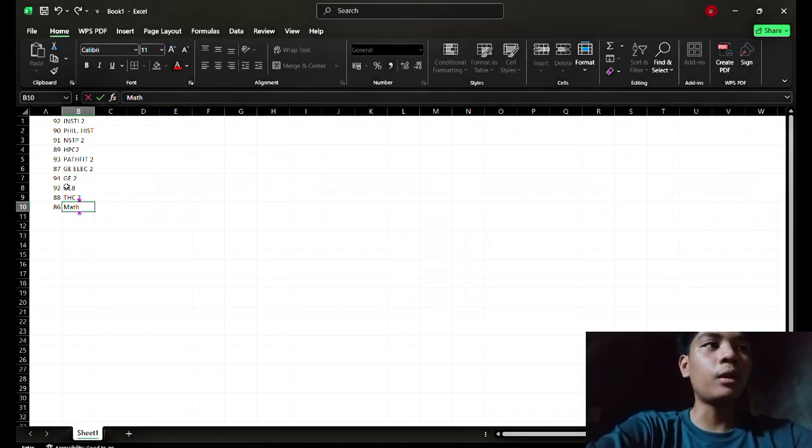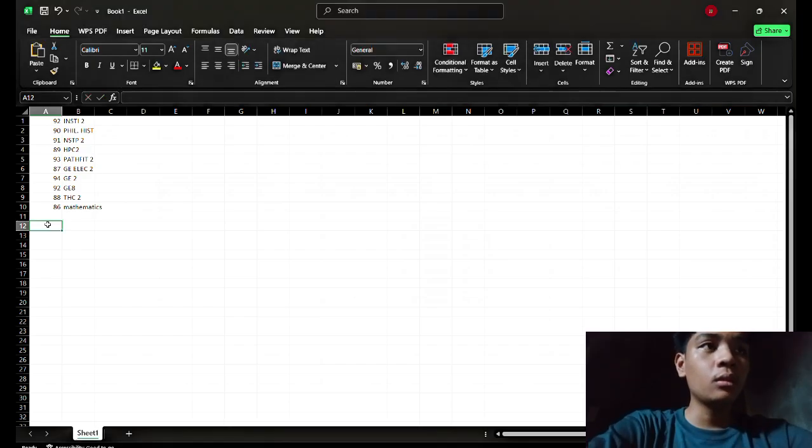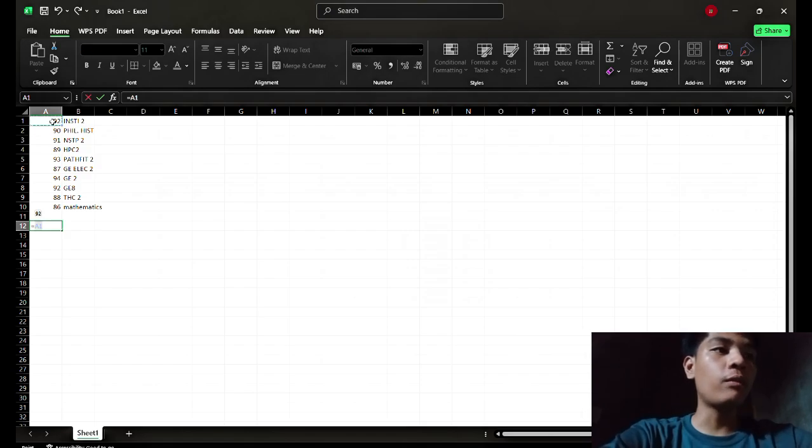Let's start to perform arithmetic operations, which are addition, subtraction, multiplication, and division. To do addition, just add the numbers in every column. You can do a formula in an empty cell. Just type equal sign A1 plus A2 plus A3 plus A4 plus A5 plus A6 plus A7 plus A8 plus A9 plus A10, and the total will come out.